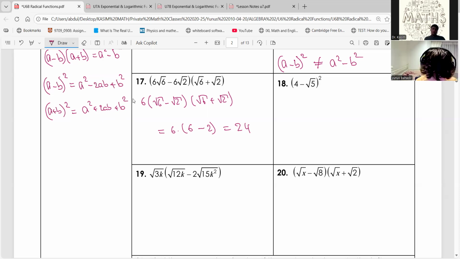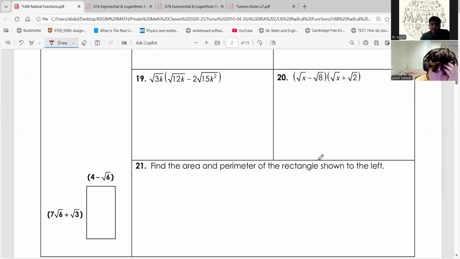So is it 21 minus 8 square root of 5? What is it? 21 minus 8 square root of 5. That's it. 21 minus 8 square root of 5. Okay, now the question, 19.